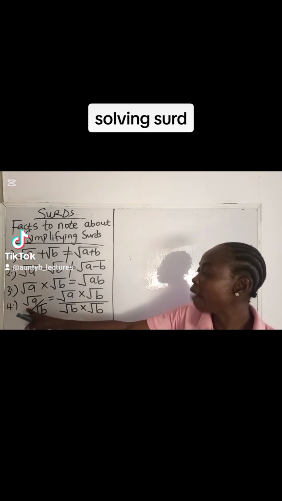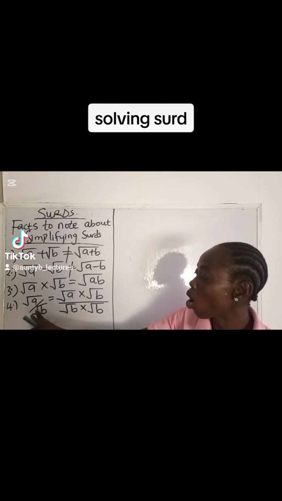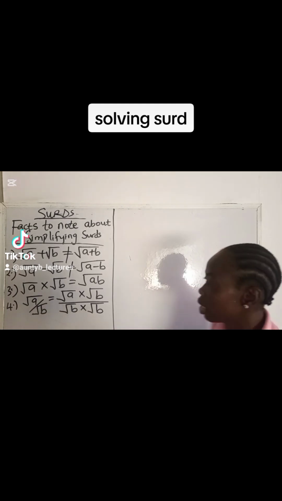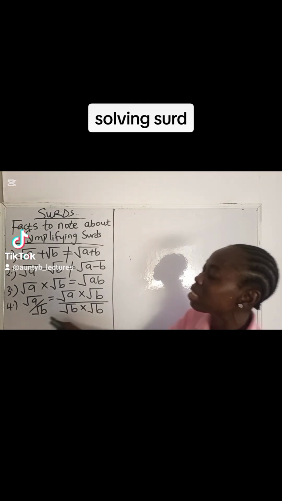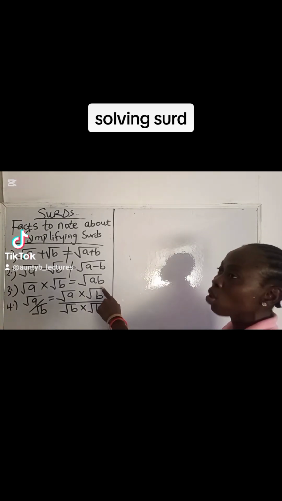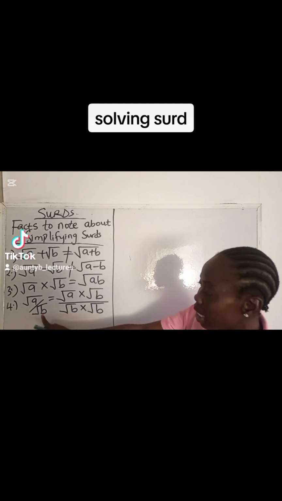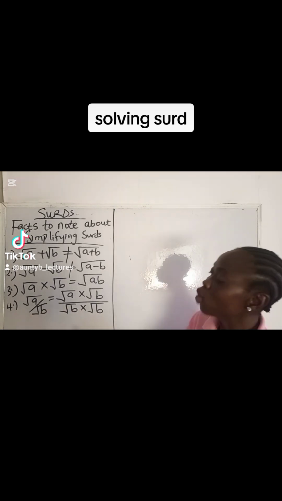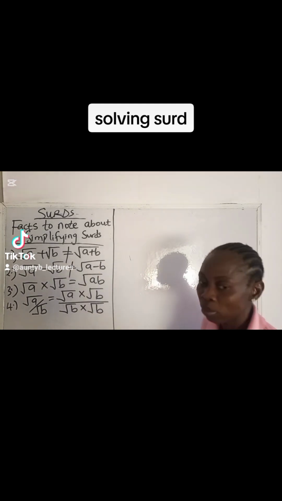Here we have fractions. Root A all over root B. Now you will write this and you will repeat the denominator for both up and down, for numerator and denominator. This is the denominator. We are going to repeat it again for up and down.